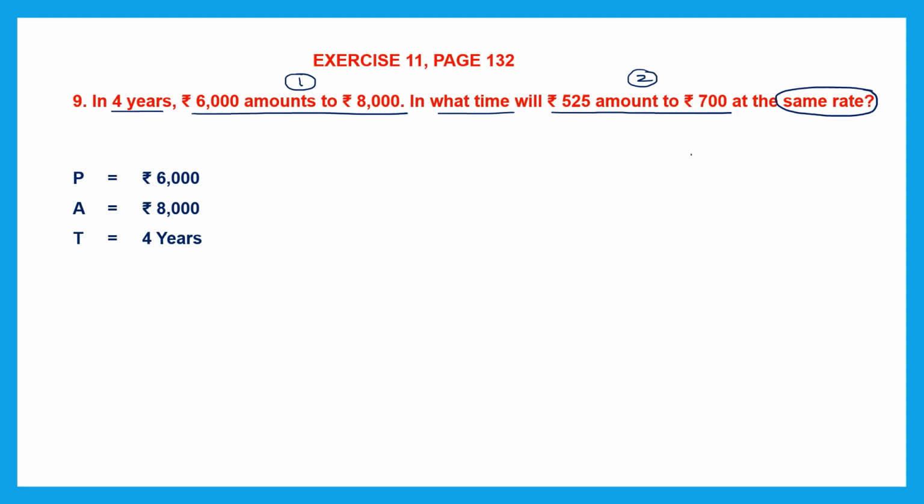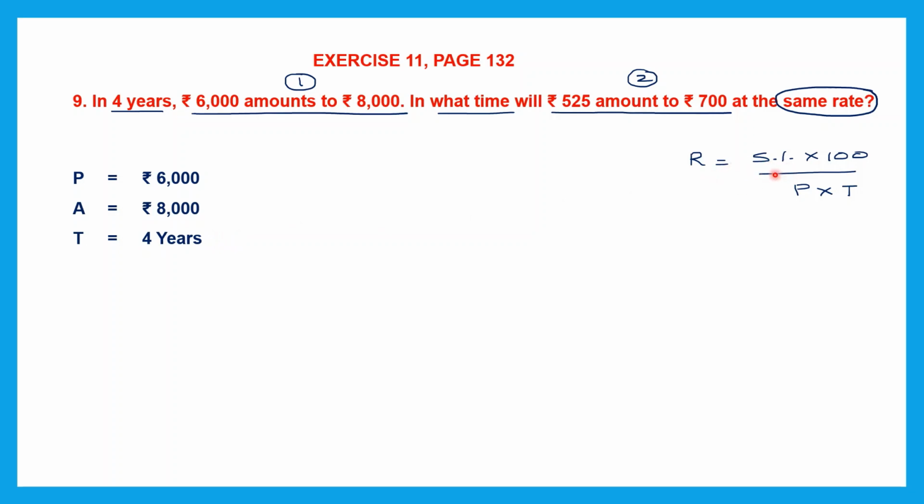Now what is the formula to find the rate? The rate is simple interest into 100 divided by principal into time. Now do we have the values for all these? Do we have time? Yes, that is 4 years. Do we have principal? Yes, 6,000 rupees. Do we have simple interest? We don't have simple interest. That means first we need to find simple interest and only then can we find the rate.